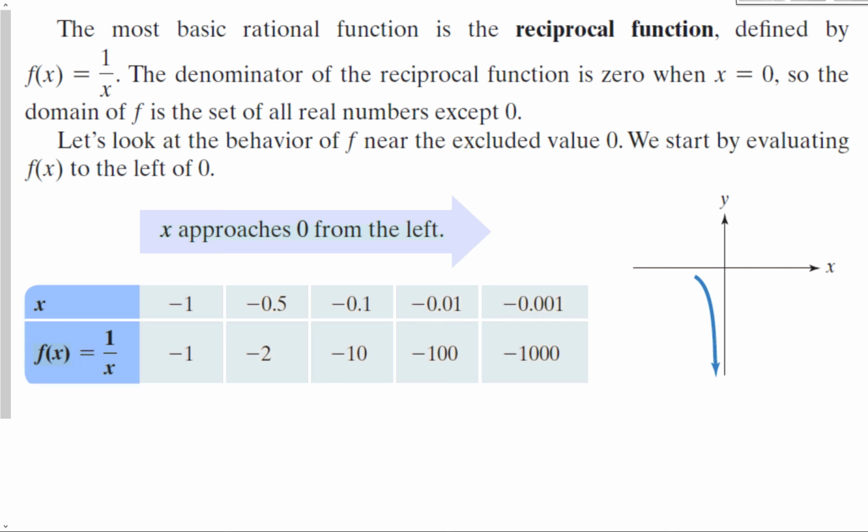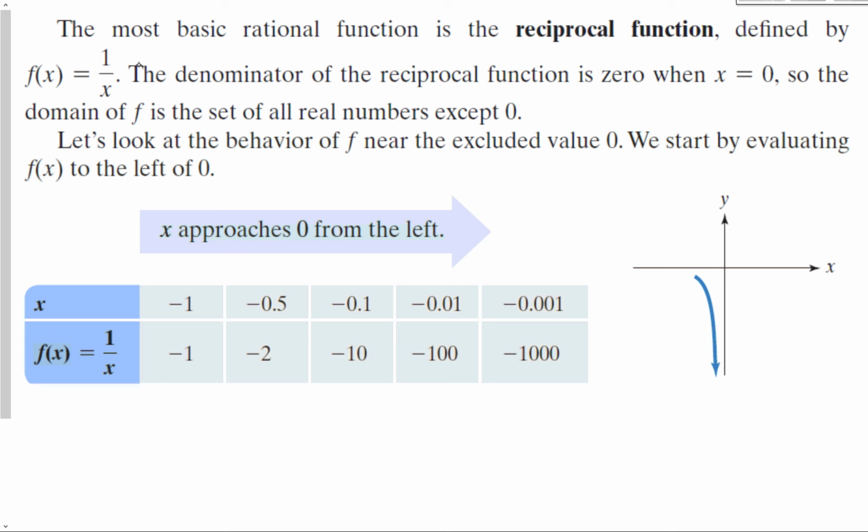And there's a couple other things that are important about the reciprocal function that we're going to talk about right now. One of the most basic rational functions is called the reciprocal function, defined by f of x equals 1 over x. The denominator of the reciprocal function is 0 when x is equal to 0. So the domain of f is the set of all real numbers except for 0. Makes sense, right? If we set the denominator equal to 0, this function is not defined. So this function is defined for everything except for 0.